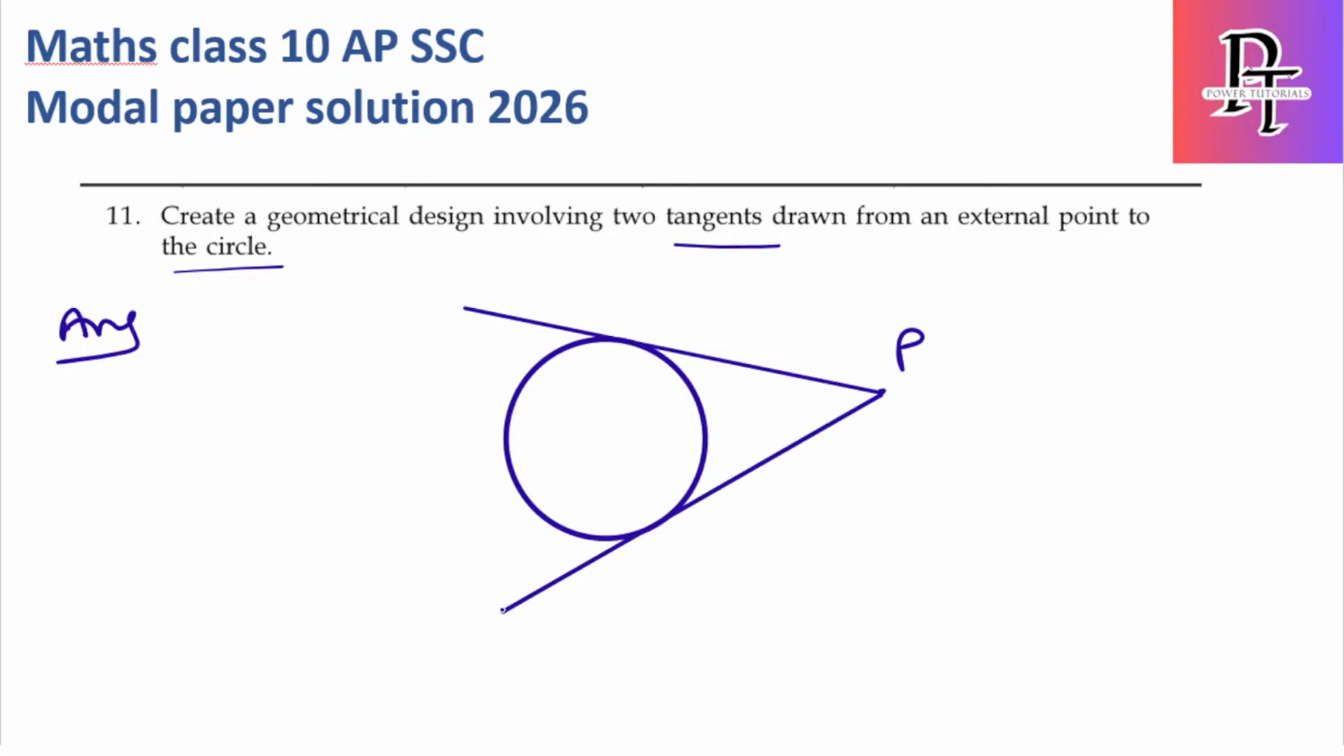Always remember the tangent should only touch the circle at one point. It should not intersect in between. Okay, so this is point number 1. I will write it as Q. This is point number 2. I will write it as R.